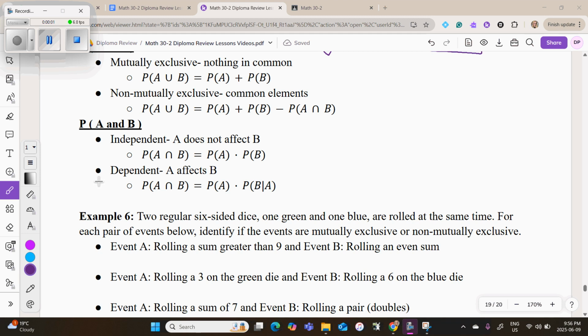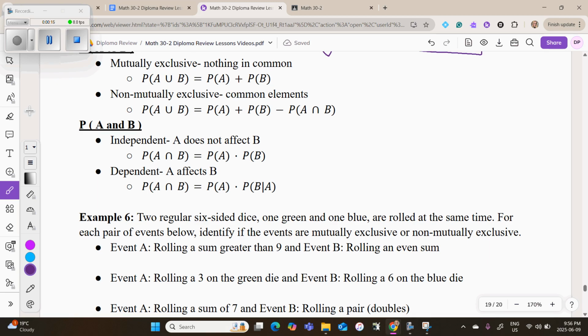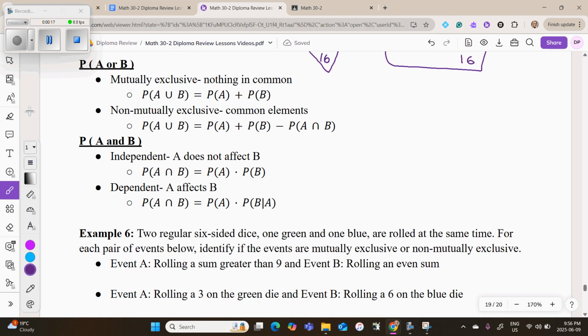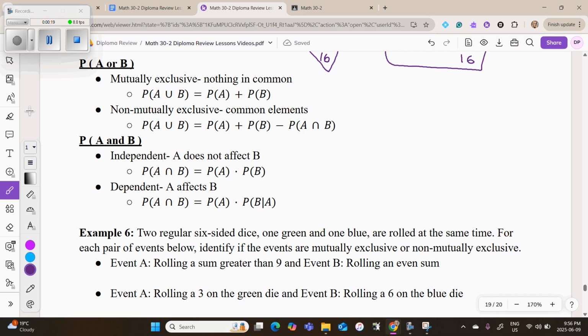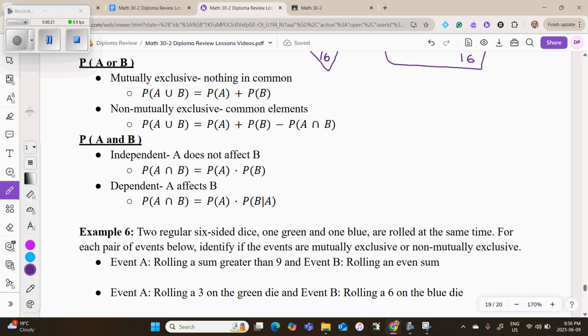This is the second part of the probability review on page 19 of your diploma review notes. So we started with probability, looking at the basic types of probability and how to calculate odds. Now we are going to move into the probability of A or B and the probability of A and B. There are four different formulas on your formula sheet, and each one of them has a different meaning.